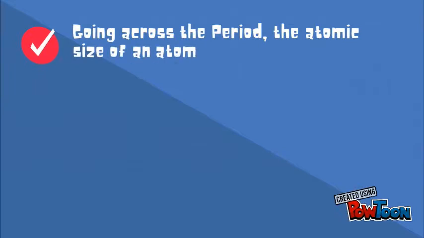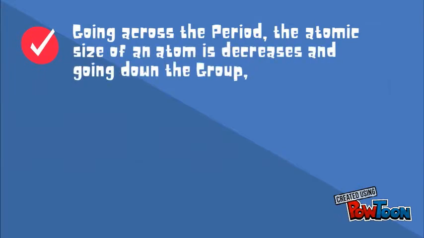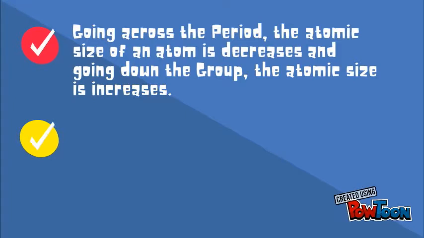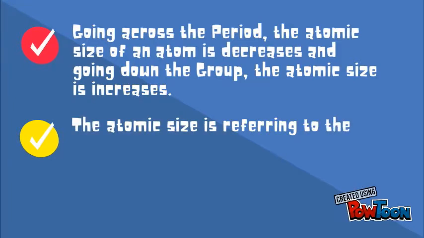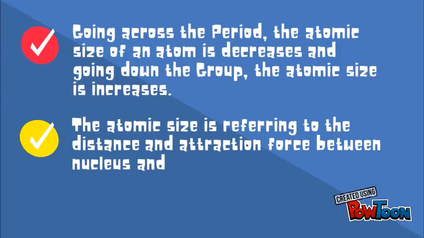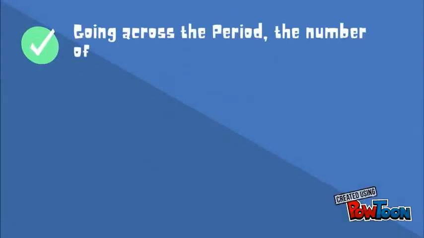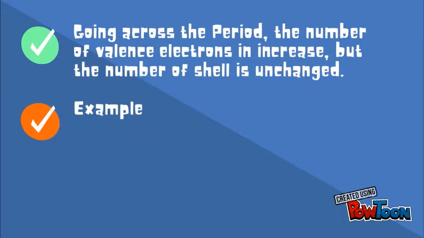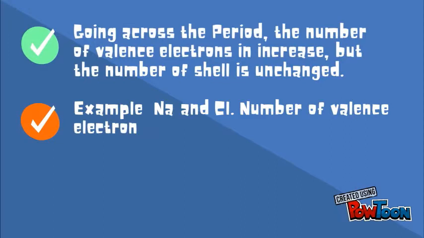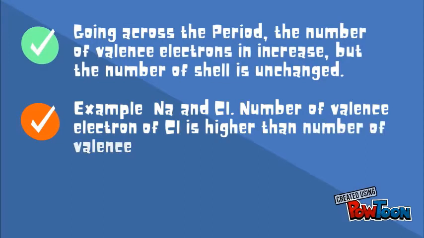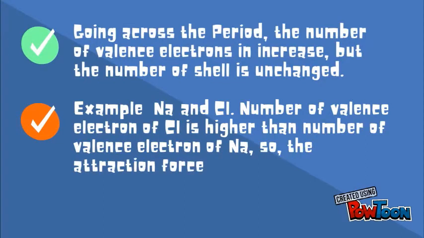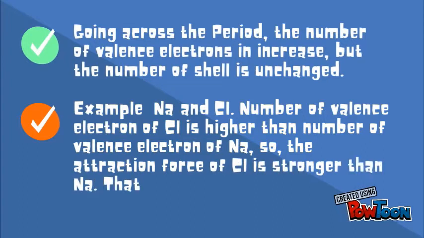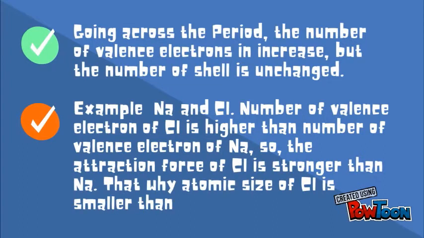Going across the period, the atomic size of an atom decreases, and going down the group, the atomic size increases. The atomic size refers to the distance and attraction force between nucleus and valence electrons. Going across the period, the number of valence electrons increases, but the number of shells is unchanged. Example, NaCl. The number of valence electrons of Cl is higher than that of Na, so the attraction force of Cl is stronger than Na. That is why the atomic size of Cl is smaller than Na.